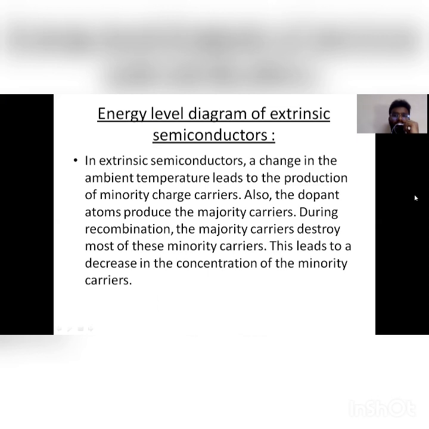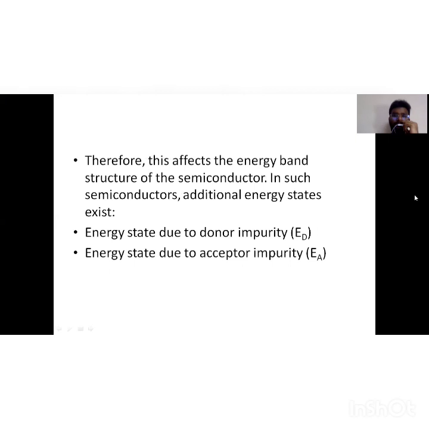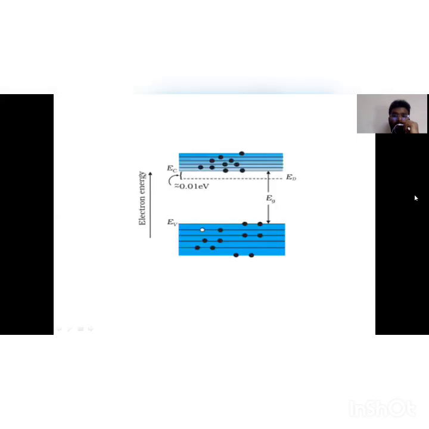Energy level diagram of extrinsic semiconductor. In an extrinsic semiconductor, a change in the ambient temperature leads to the production of minority charge carriers. Also, the dopant atoms produce the majority carriers. During recombination, the majority charge carriers destroy most of the minority carriers. This leads to a decrease in the concentration of the minority carriers. Therefore, this affects the energy band structure of the semiconductor. In such semiconductors, additional energy states exist. Energy state due to donor impurity, denoted by ED. Energy state due to acceptor impurity, denoted by EA.